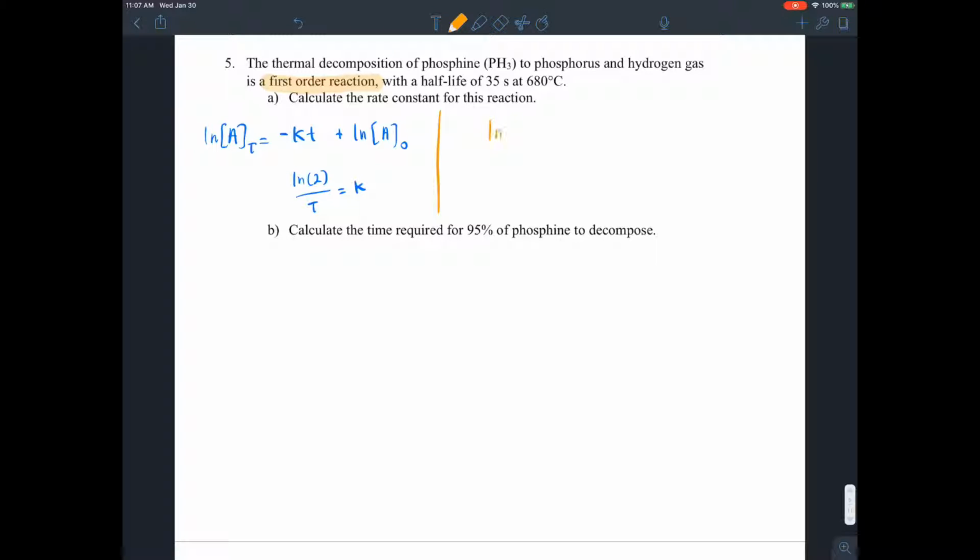So the natural log of 2 over time, which is going to be given to us, which is 35 seconds. And that's going to be really quite it, because we're going to solve for our rate constant right away. So let's figure out what that is. We're going to do the natural log of 2, and we're going to divide that by 35. And let's see what we get.